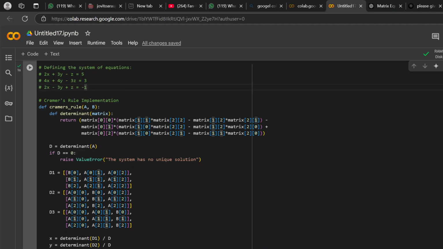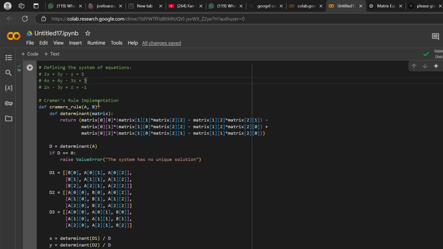Let's start by explaining the system of equations. The system of equations is: first, 2x plus 3y minus z equals 5. Second one is 4x plus 4y minus 3z equals 3. The third one is 2x minus 3y plus z equals 1.